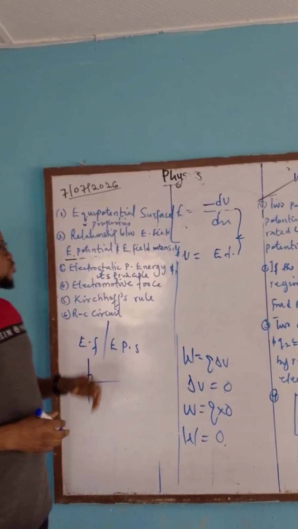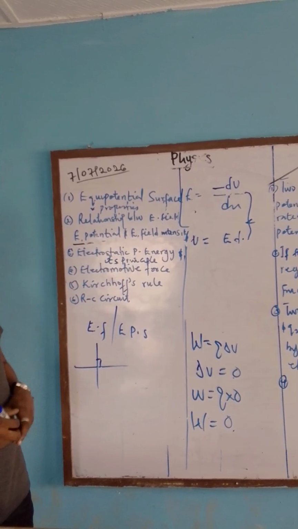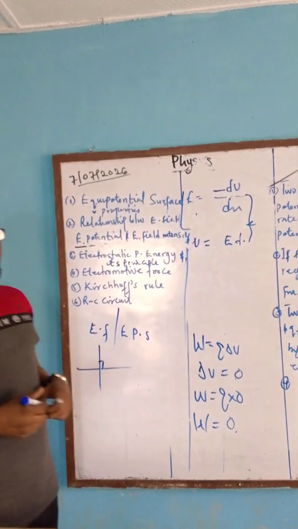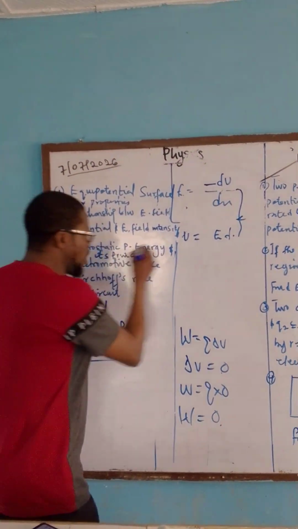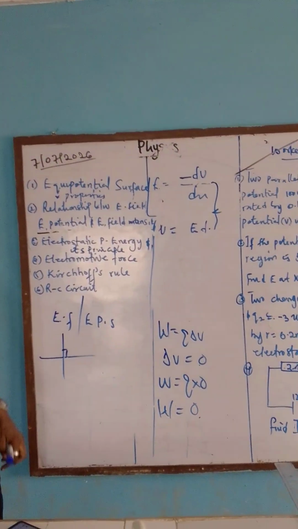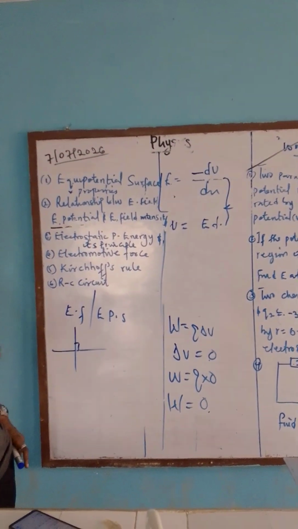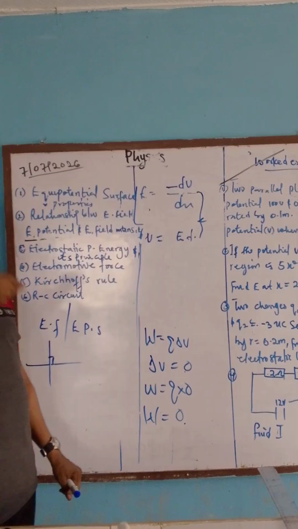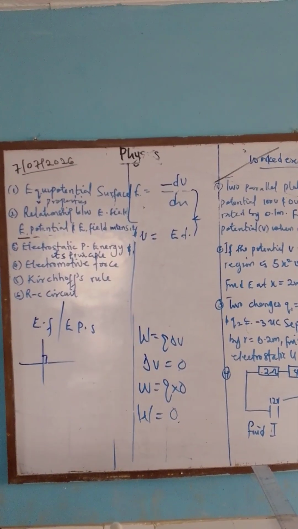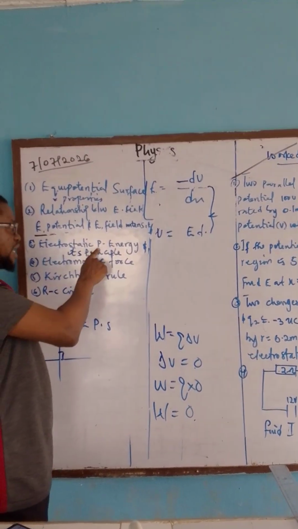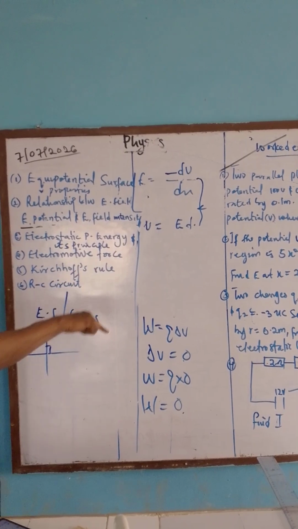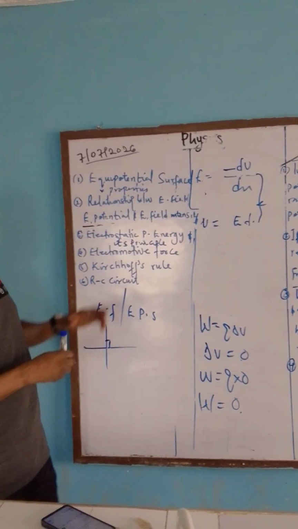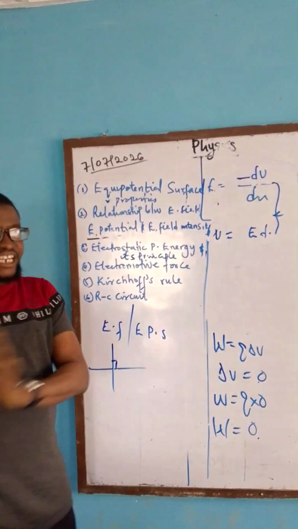Now the third one, we shall be looking at electrostatic potential energy. Now the word potential energy itself means the energy an object possesses by virtue of its position at rest. I have not coupled that definition with electricity now. I am defining potential energy.